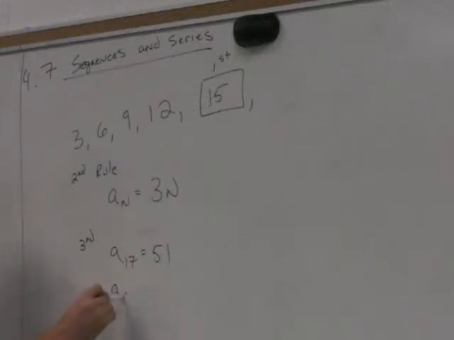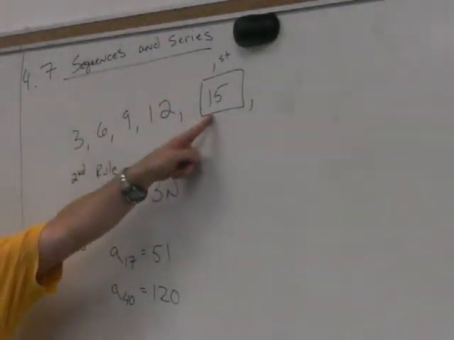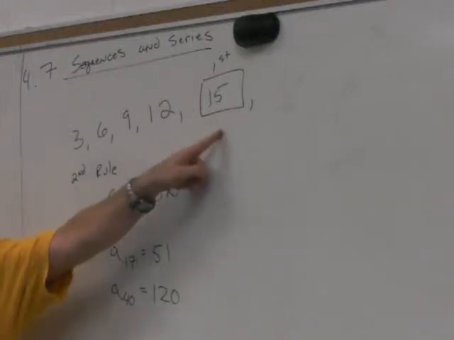How about a sub 40? What would the 40th term be? 120. Very good. And so on and so on. Okay? So they gave you some terms. The first part is what? You have to do what? Find the next term, right? Find the next term, whatever that is.